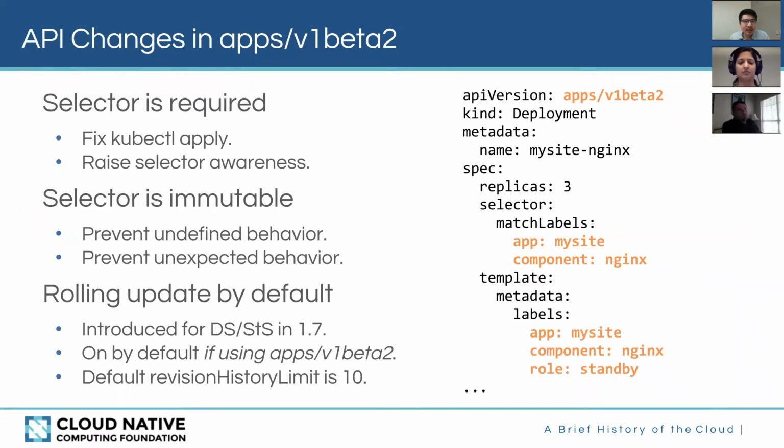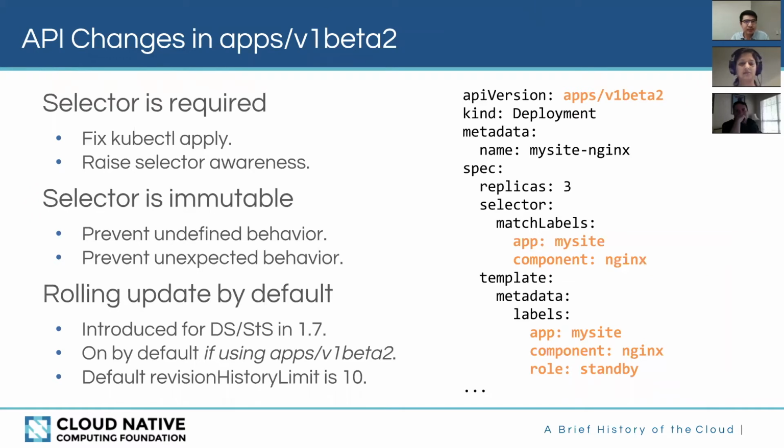The next thing is the selector now can't be changed after you create the deployment or the stateful set. Originally, we actually never intended for it to be mutable. So it was basically undefined behavior. And not only that, the behavior that did happen was not what most users expected. And so we're kind of coming back to saying, what did we really intend for this? And let's enforce that. So that's part of that change.